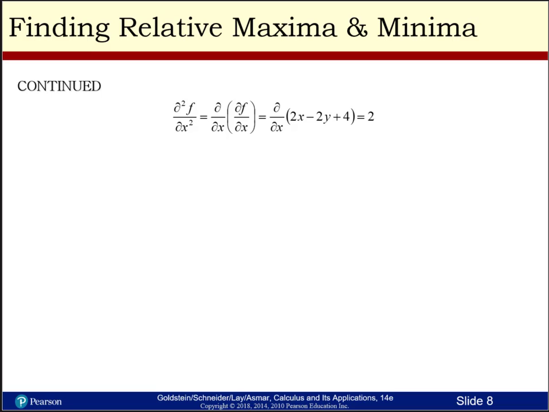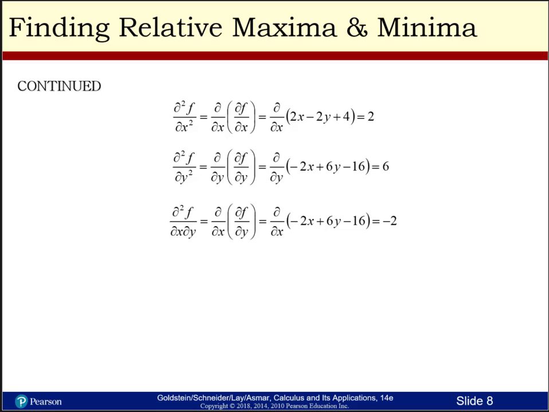we'll get that that answer is 2. We'll take the second partial of f with respect to y both times. We'll get that that answer is 6. We'll take the second partial of f with respect to y and then x. So we're going to get that's negative 2. Therefore, we have that our capital D of x, y, plugging that into our definition, is 8.